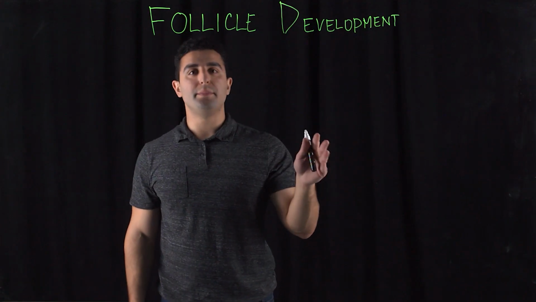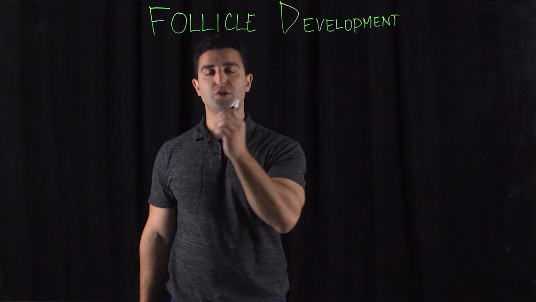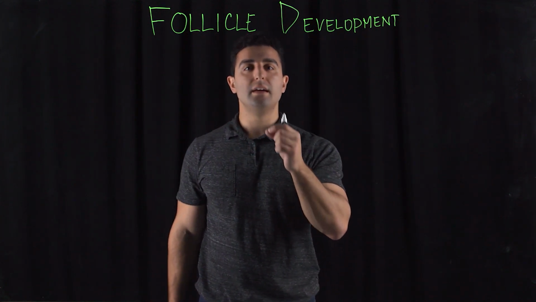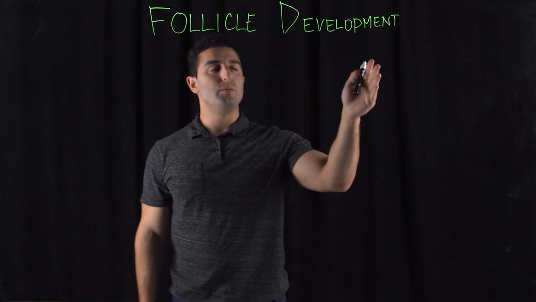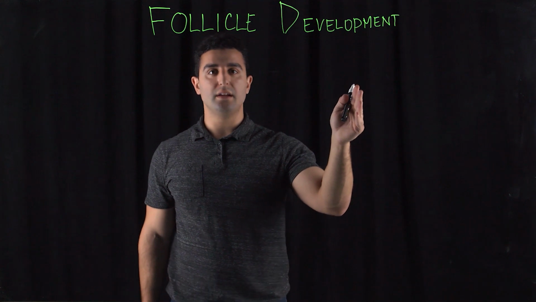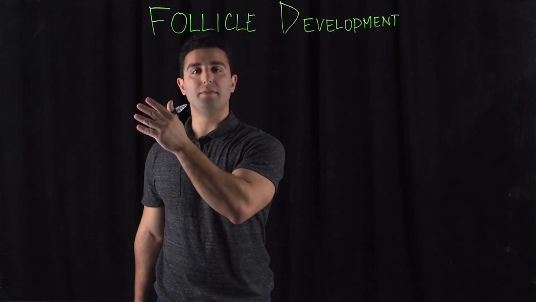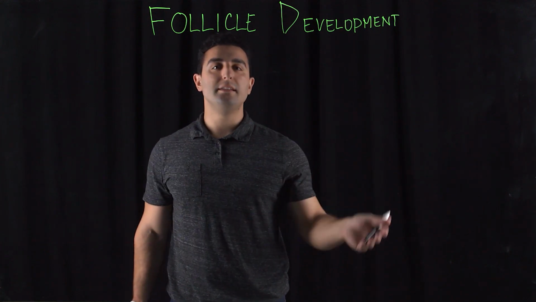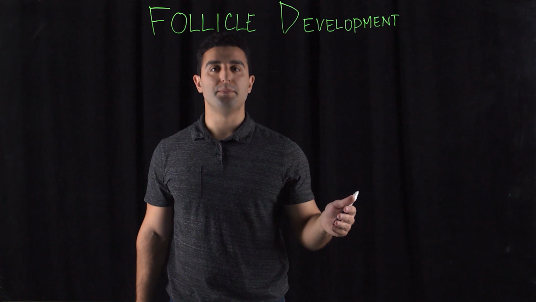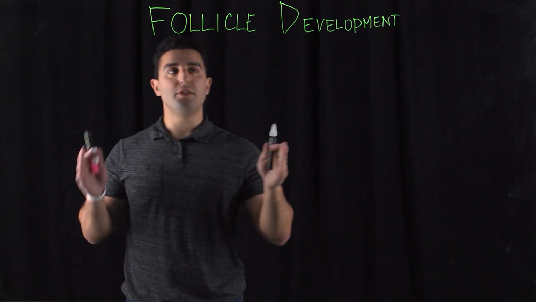So follicular development is something that we've created here that is involved with actual development of the egg in preparation for ovulation. So in the follicular phase of development, we have certain hormones that are being secreted. We have the FSH and the LH, the follicle stimulating hormone and the luteinizing hormone, that are being secreted for the preparation of ovulation.